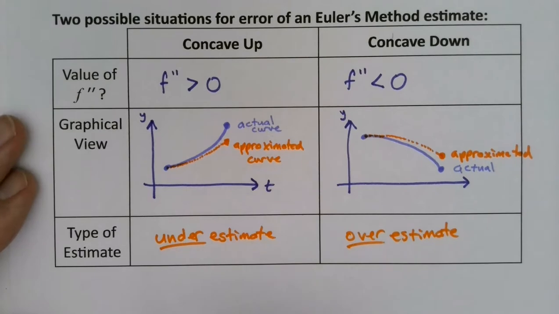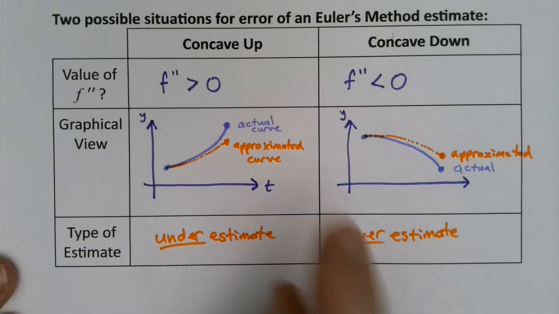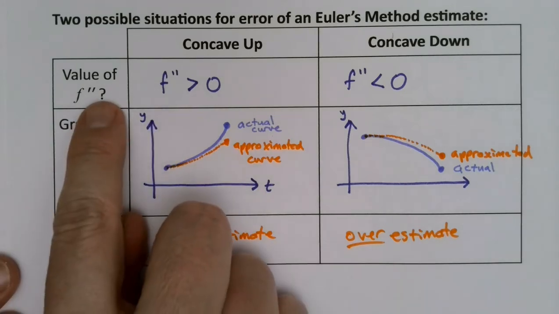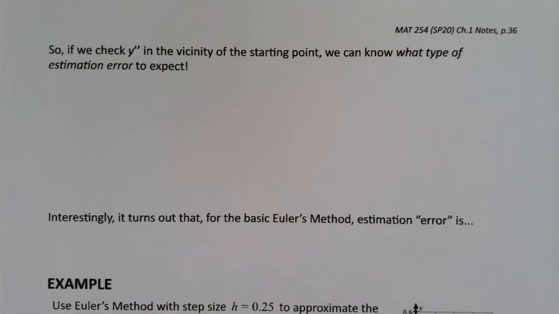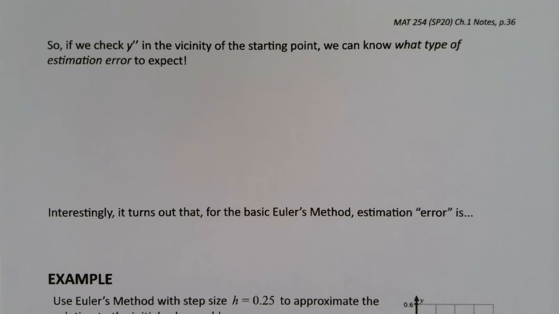And so this is handy for us because we already know the first derivative, because we have our differential equation. So in order to figure out the concavity, all we need to do is take a look at the second derivative. So on the top of the next page, if we check into y double prime in the vicinity of our starting point, we can know what kind of estimation error we can expect. So let's go back and use our former example.